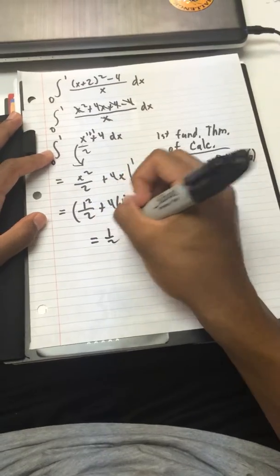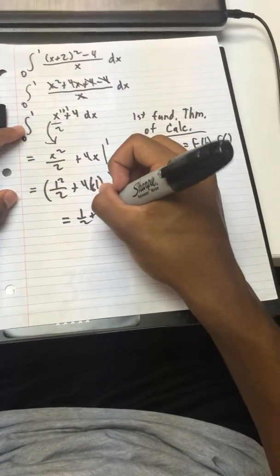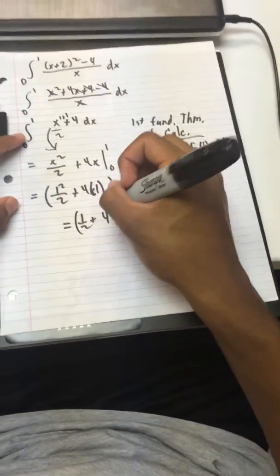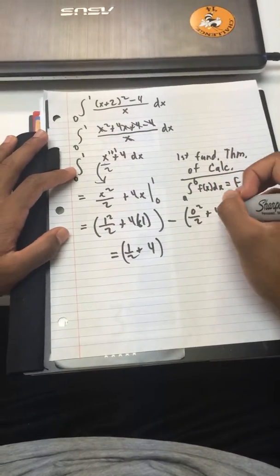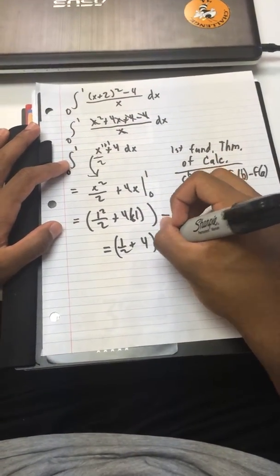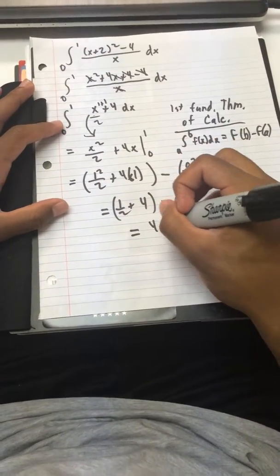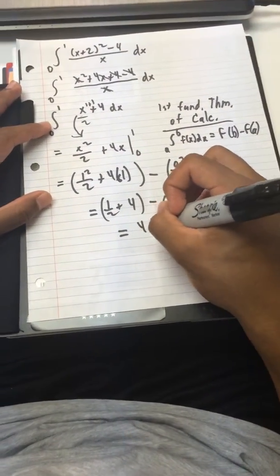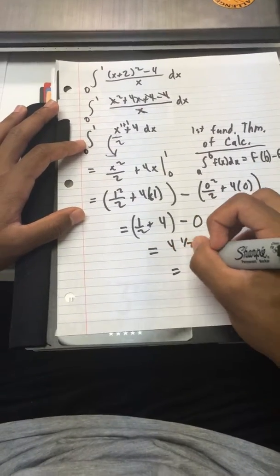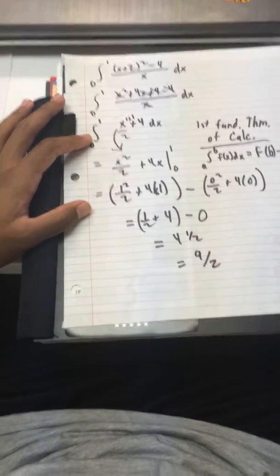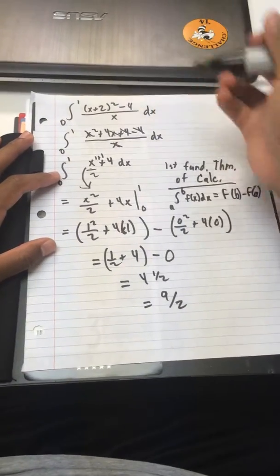Alright, and 1² is just 1, so we have 1/2 plus 4 times 1 is just 4. And then 0² is 0, and 0 times 4 is 0, so we're going to get minus 0. And then our final answer is 4 and 1/2, or 9/2. And that's how you take the definite integral of a function.